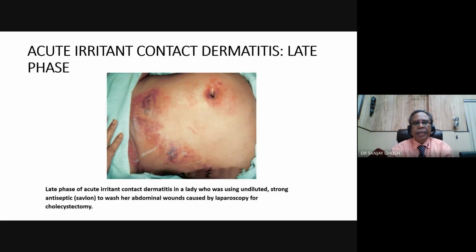And another, this is acute irritant but late phase. This case was referred by a surgeon to me. Actually, she had undergone a cholecystectomy operation. After a few days, she developed this. The surgeon was horrified and referred the patient to me. But this is the patient's fault, not the surgeon's fault. The patient was applying some strong antiseptic, so that resulted in irritant contact dermatitis. Some patients have a very strong habit of applying this type of antiseptic preparation on any wounds.